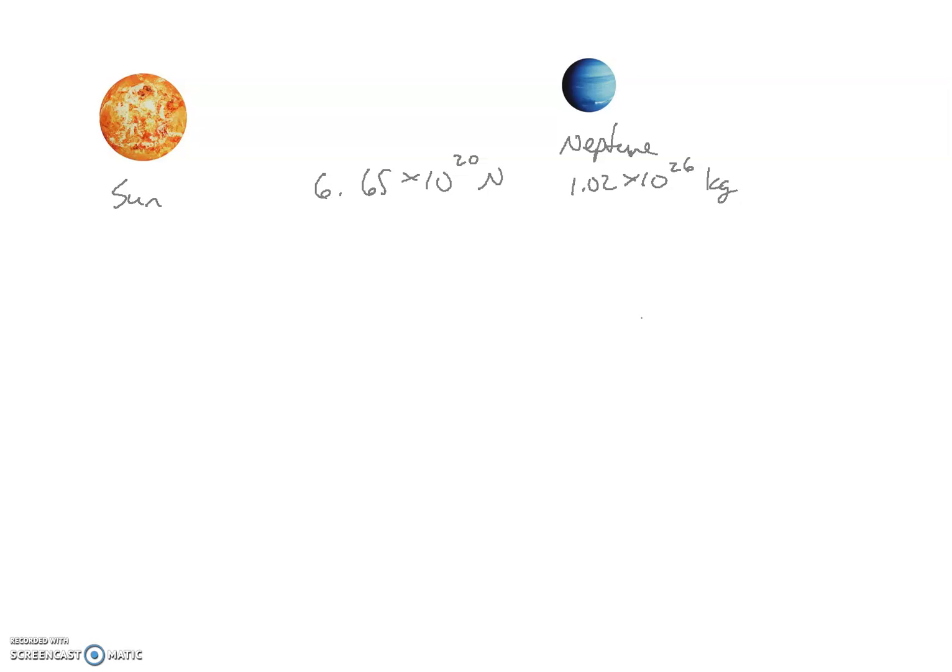Okay, so let's try a few different gravity type questions, expanding on the Fg type stuff we've been looking at. So here we've got the Sun, and here we have Neptune, and Neptune's got a mass of about 1.02 times 10 to the 26 kilograms, and there's a force of gravity between the Sun and Neptune of about 6.65 times 10 to the 20 newtons.